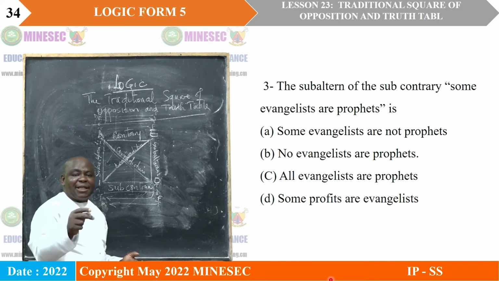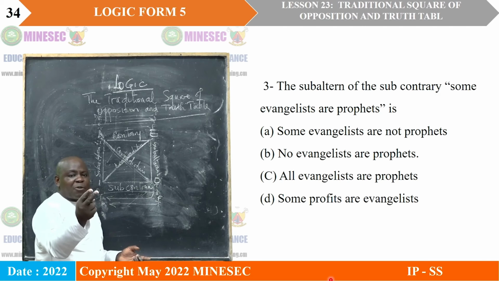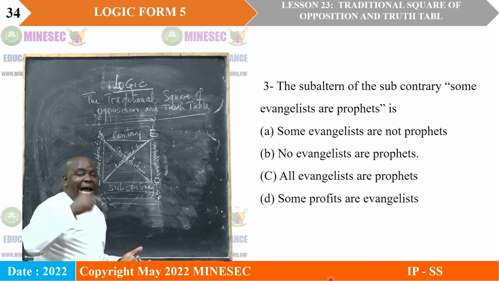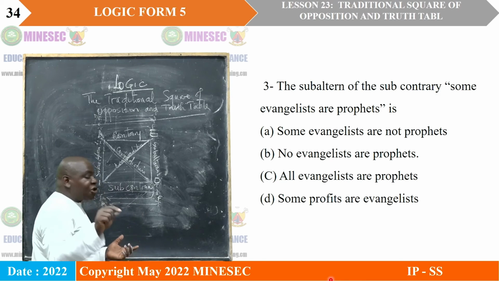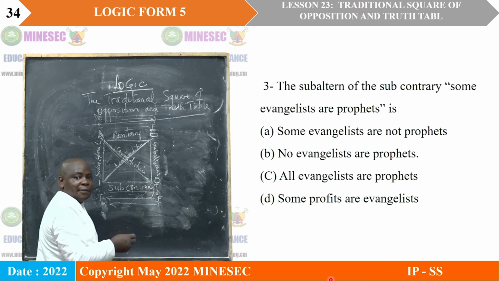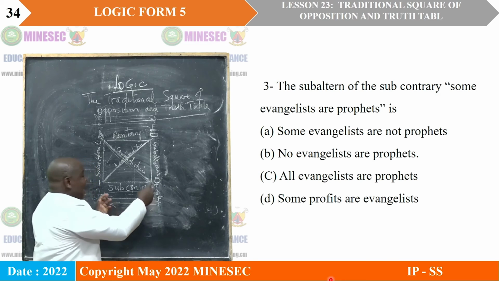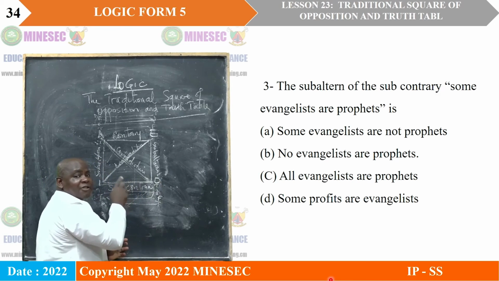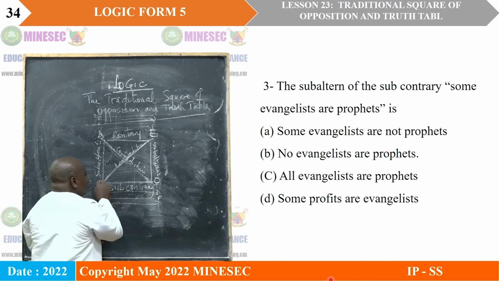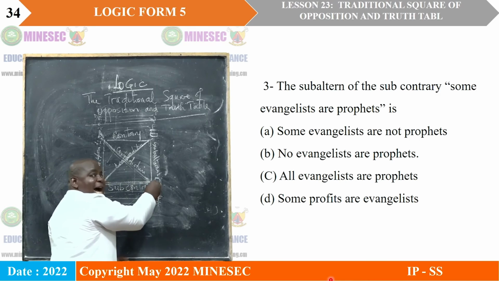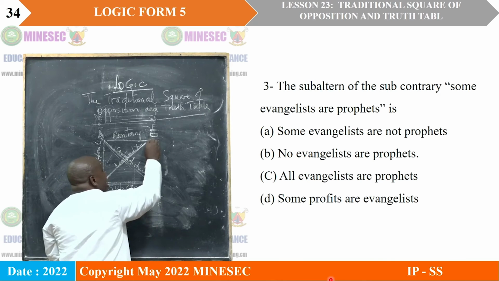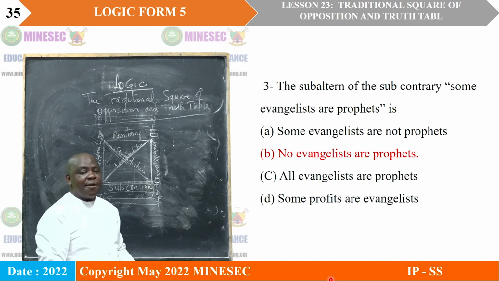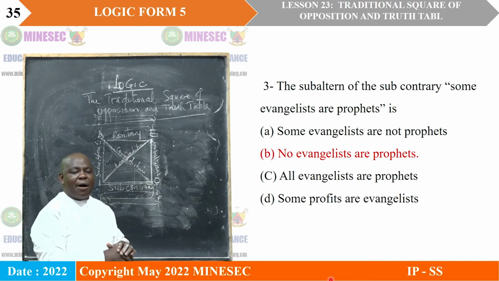When you see a question like this, you have two indicators, subalternation and subcontrary of an I proposition. You start from having an I proposition. Now, what's the subcontrary of an I? The subcontrary of an I is an O proposition. So, the subcontrary of some evangelists are prophets will be some evangelists are not prophets. And finally, the subaltern of that will be no evangelists are prophets. So our answer will be no evangelists are prophets.